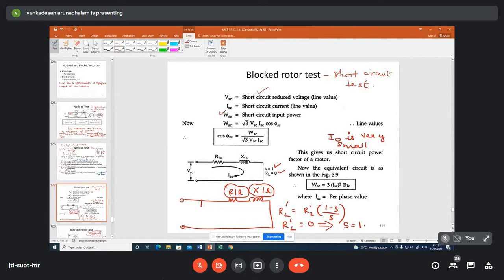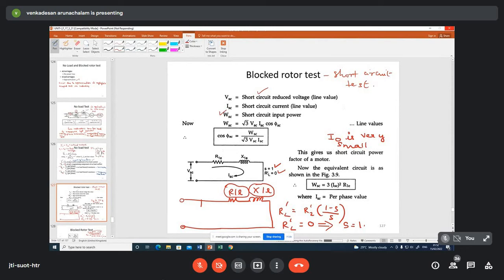So you have to note down all the readings. You have to note down the voltage, the current, and the power. The voltage is called the short circuit voltage, that is VSC, the current is called the short circuit current, that is ISC, and the power is called the short circuit power, that is WSC. And from this you can get the values of the series parameters. Series parameters means the resistance, reactance, and core resistance and core reactance.